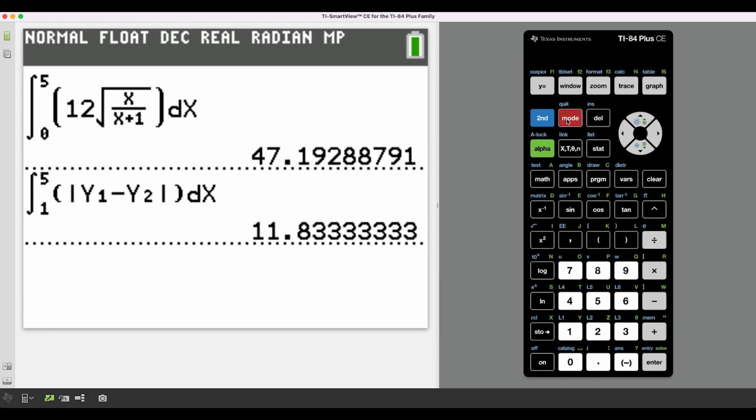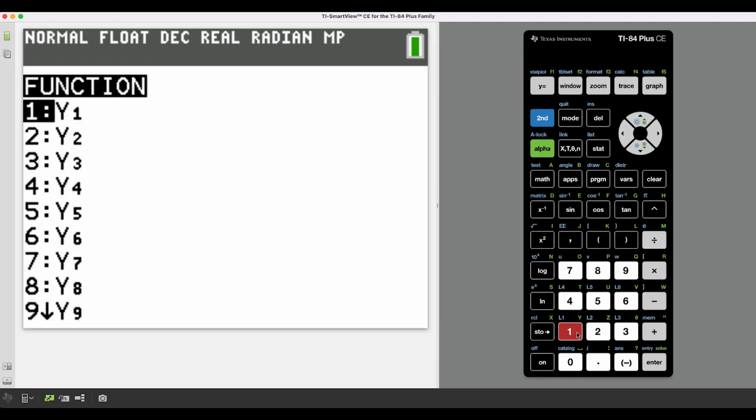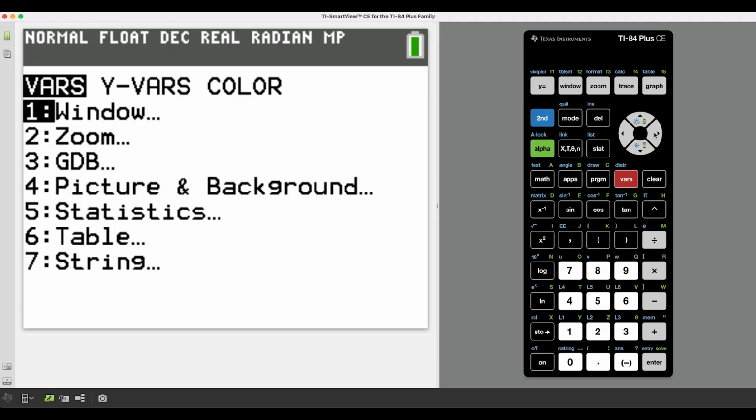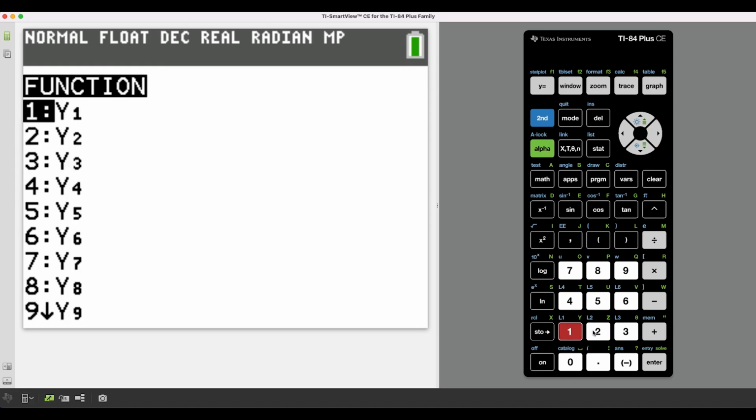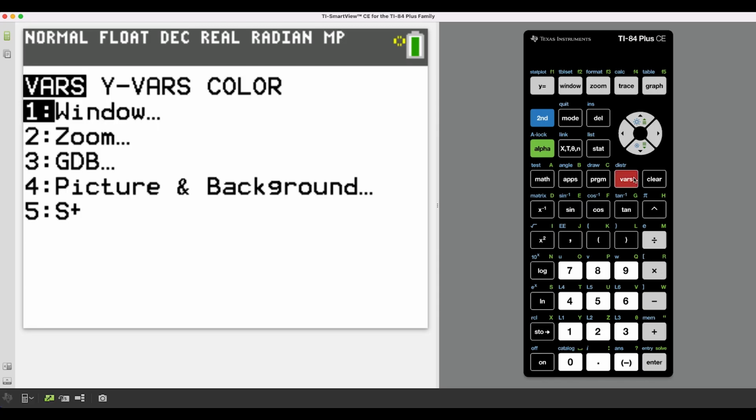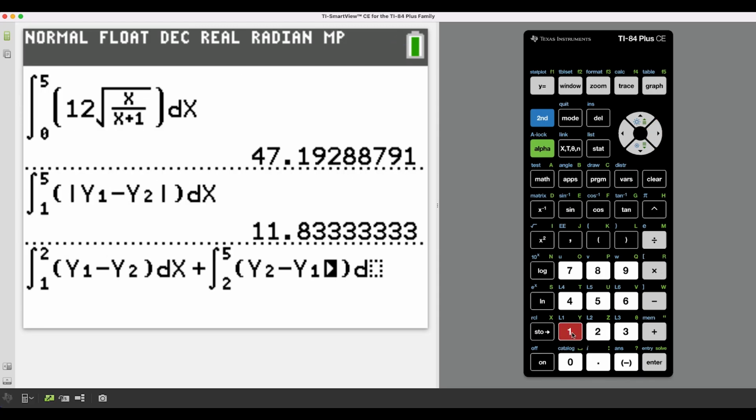So if I wanted to do this another way, I could do math 9 from 1 to 2. And remember what we said, the blue one, y1, is on top. So I would do vars, function, y1 minus vars, function, y2, dx. And then I would have the integral from 2 to 5. And then they reverse roles. y2 is top and y1 is bottom. So I would do this all over again, but I would do y2 minus y1. So this is the more painful way of doing this, but it's going to give us the same answer.